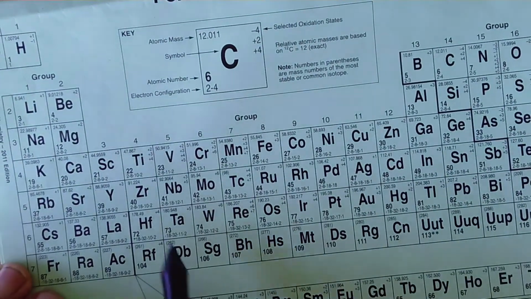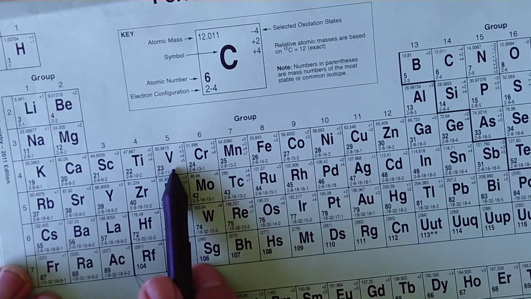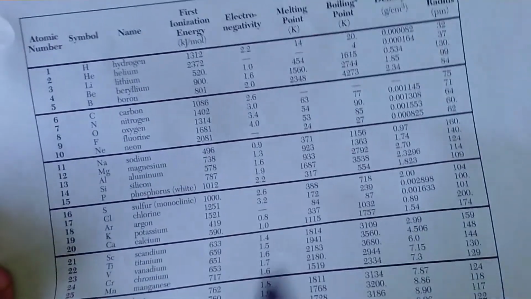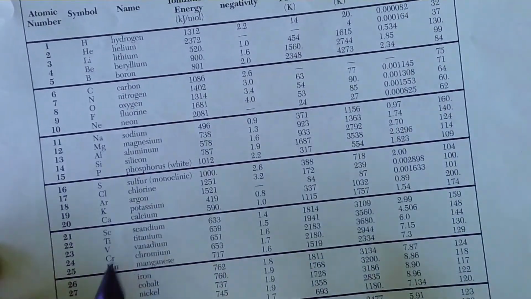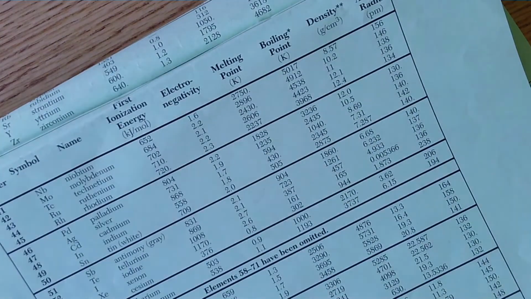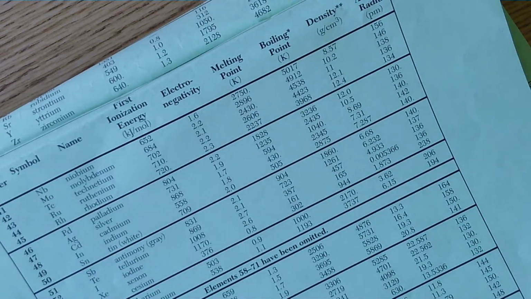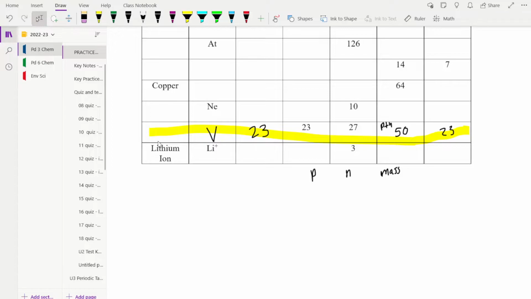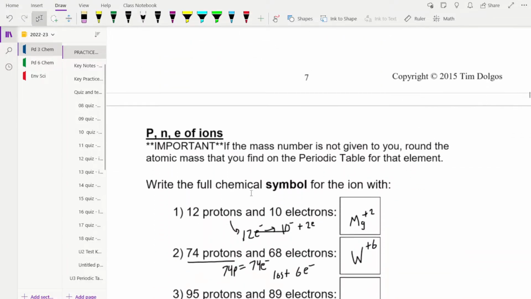And let's say we see element 23, but we don't know what it's called. Turn the page, find element 23, that's vanadium. All right, and that's that page. All right, so we are making some progress.